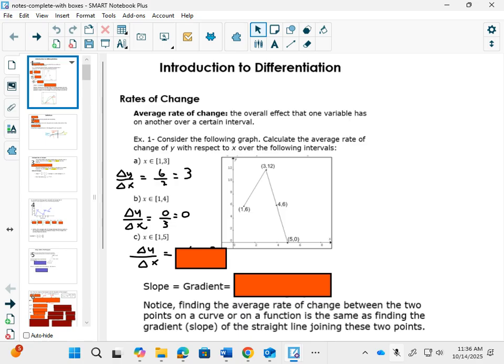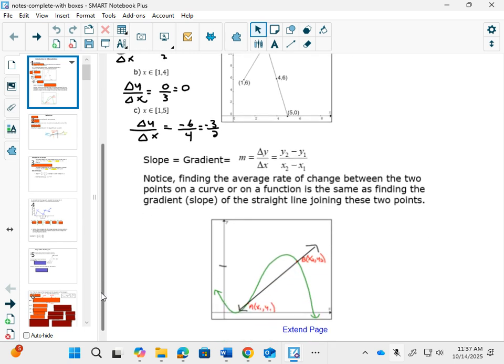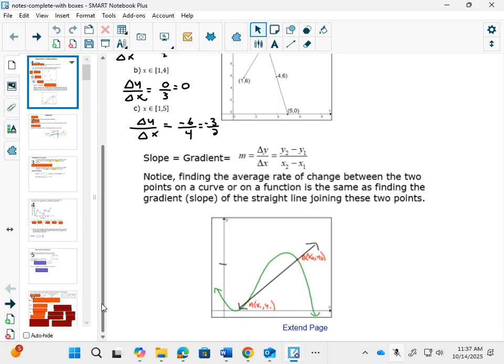And from 1 to 5, now our change in y is going down 6, so we write a negative 6 there, over 4, negative 3 over 2. The slope of a line is your change in y over your change in x. So finding the slope of a line is like finding an average rate of change. So even if you have a different kind of curve, you could still find the average by finding the slope of a line through any 2 points.